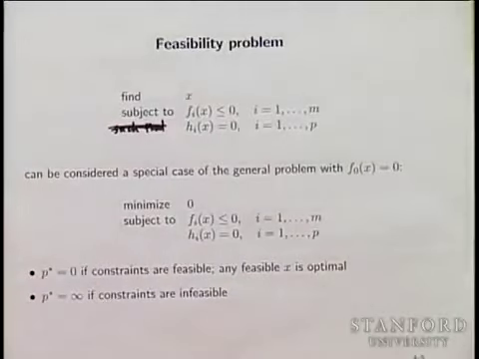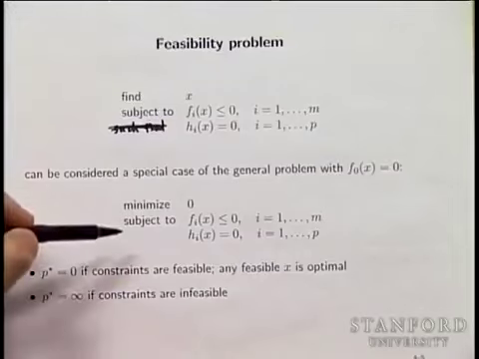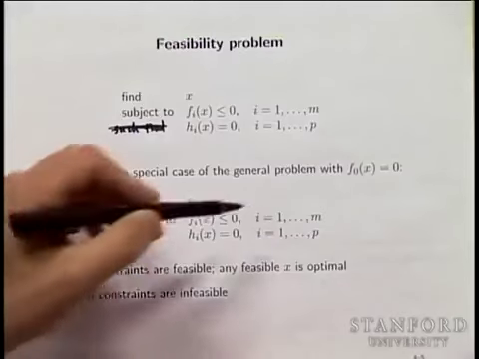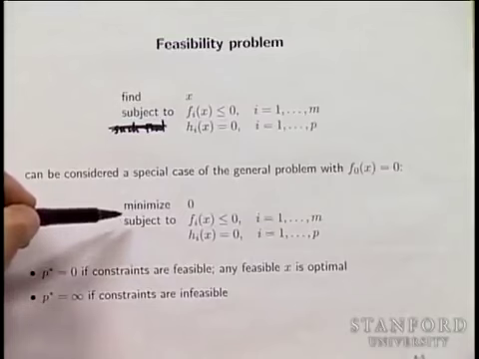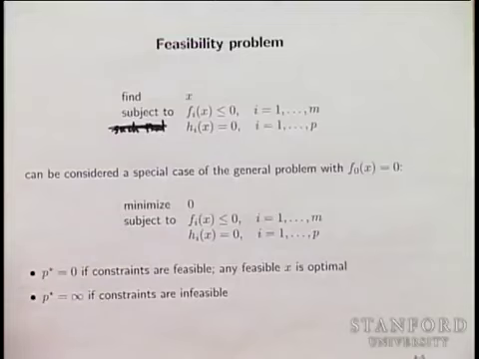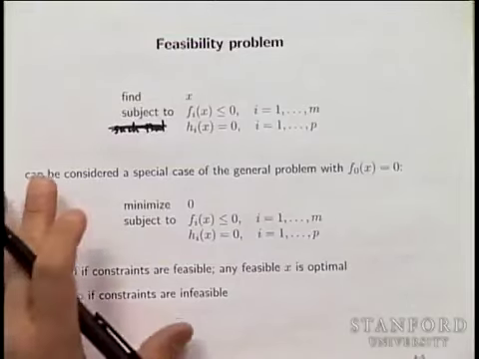Because if I have a feasible point, I could ask what is its objective value, and the answer would be 0. But that's as small as the objective value gets among feasible points. If there is one, that's p star. Therefore, any feasible point is optimal here. On the other hand, if it's infeasible, then p star is the infimum of 0 over the empty set, and that's plus infinity. So everything works out just fine when you do this.